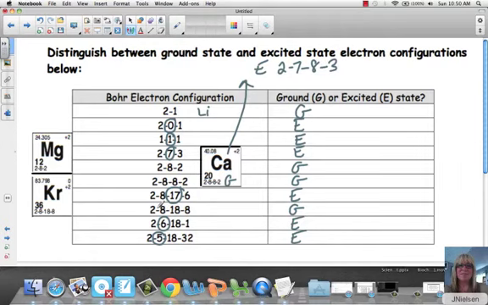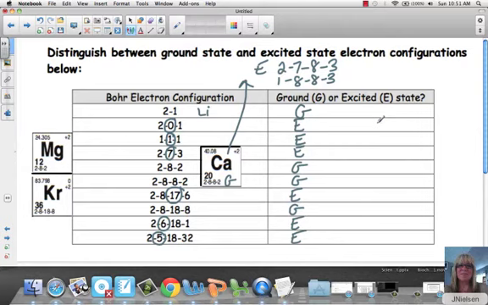That's an example of excited. I could have moved one of the first ones. I could have made it 1, 8, 8, 3. Okay, so there's more than one possible correct answer for excited. You're taking one from a lower state and jumping it up to a higher state.